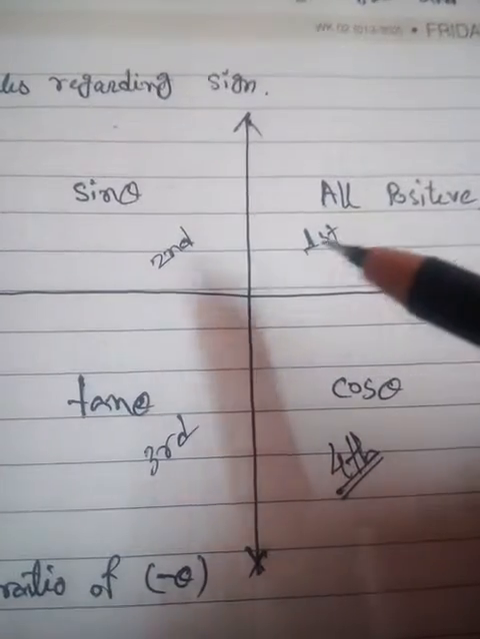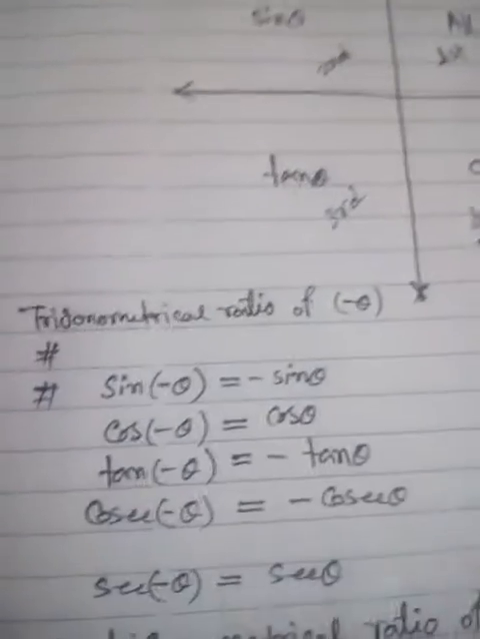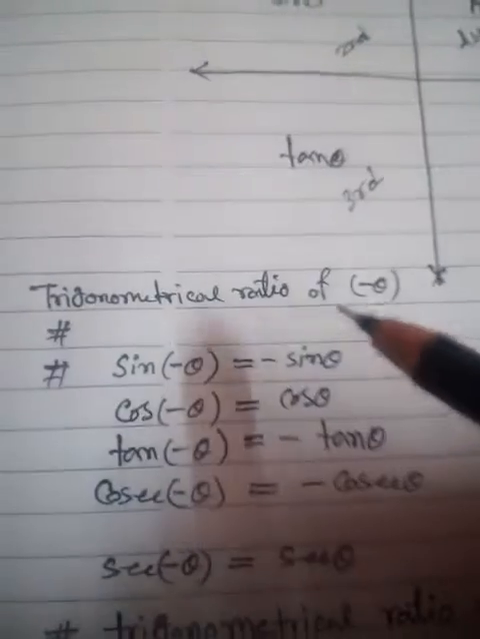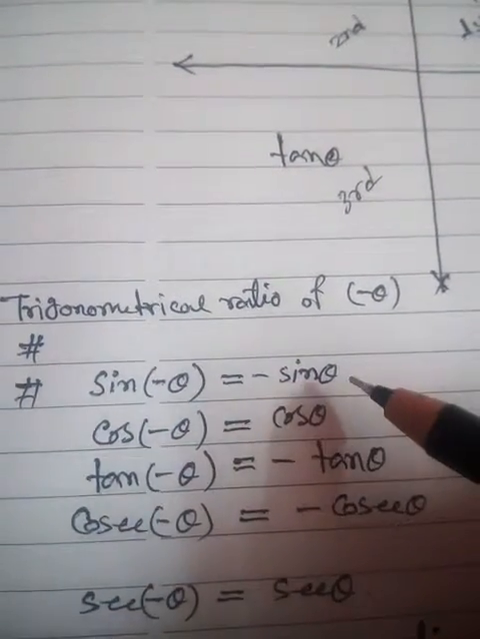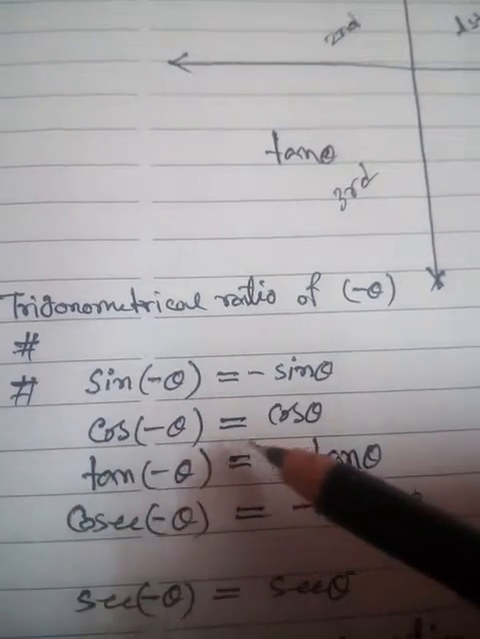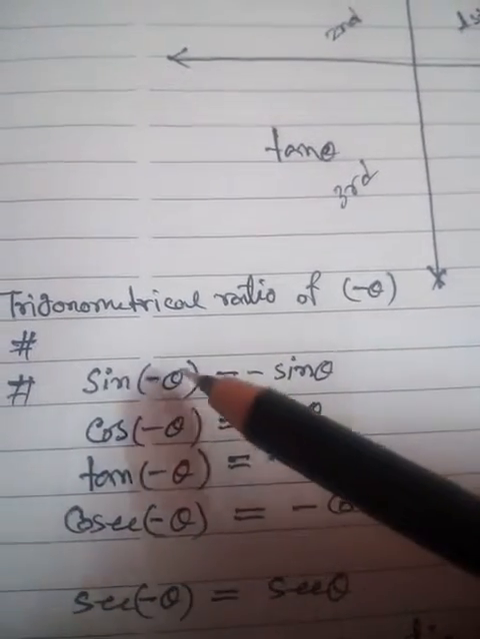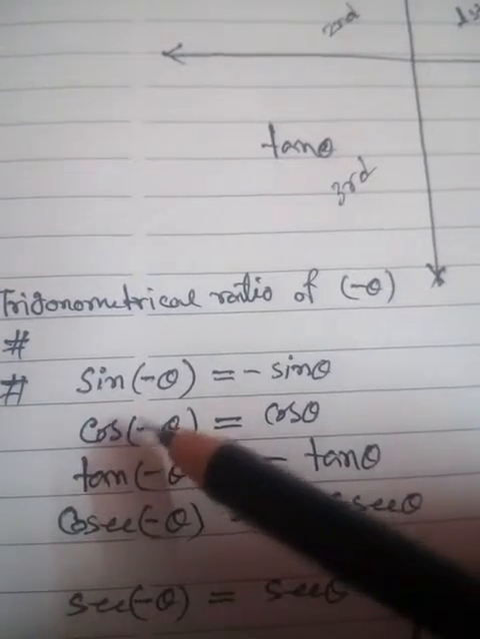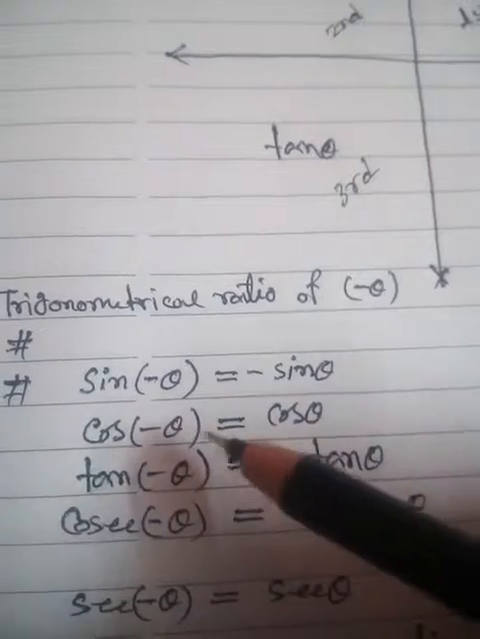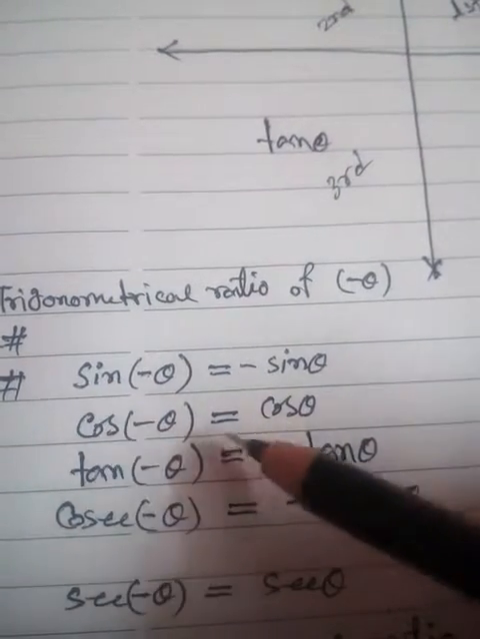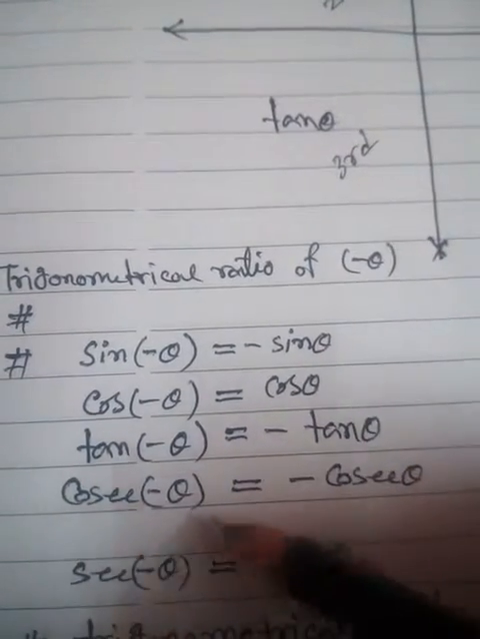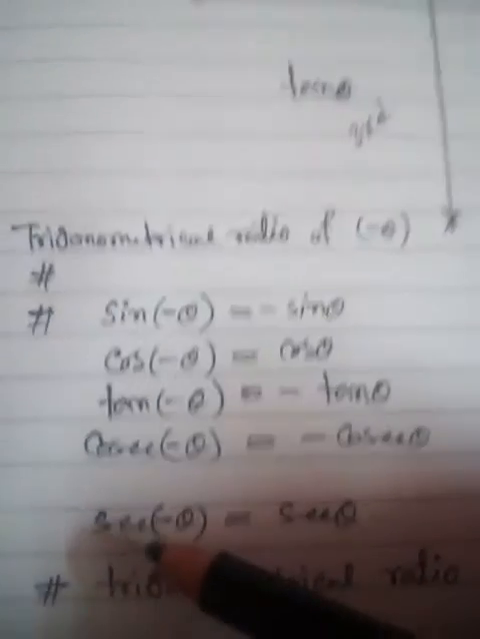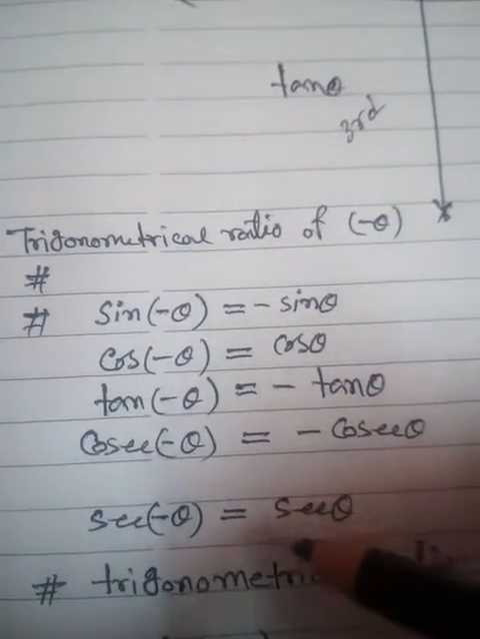Now let's see some standard cases, the trigonometrical ratios of minus theta. Sin minus theta equals minus sin theta. Cos minus theta equals cos theta. Mind it, in the case of cos theta, the negative sign will not affect, that's why it will be cos theta. Tan minus theta equals minus tan theta, cosec minus theta equals minus cosec theta, and similarly sec minus theta equals sec theta.